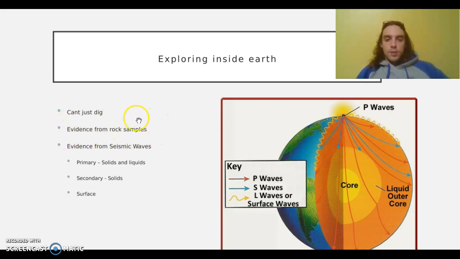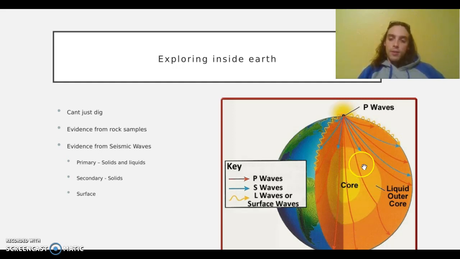So those rock samples are basically evidence of how long ago those rocks were formed, that type of thing. The real evidence of what the inside of the earth looks like and acts like is from seismic waves. So we have primary waves, secondary waves, and surface waves. Primary waves are going to be those red lines here, and this is important, so write this down. Primary waves are special in that, first off, they're the first waves to be recorded after an earthquake, but secondly, they can travel through solids and liquids.